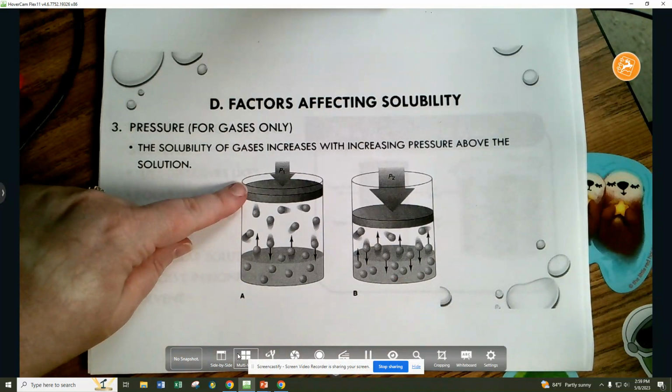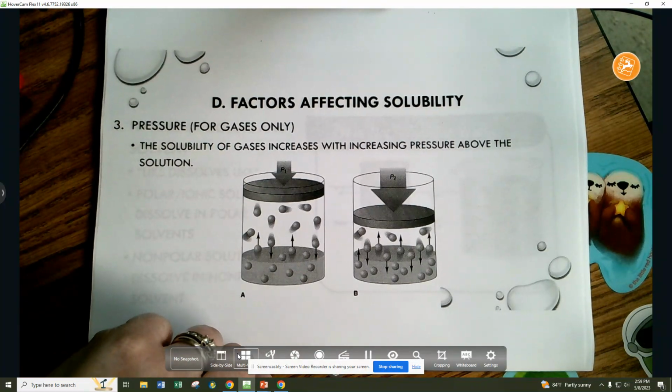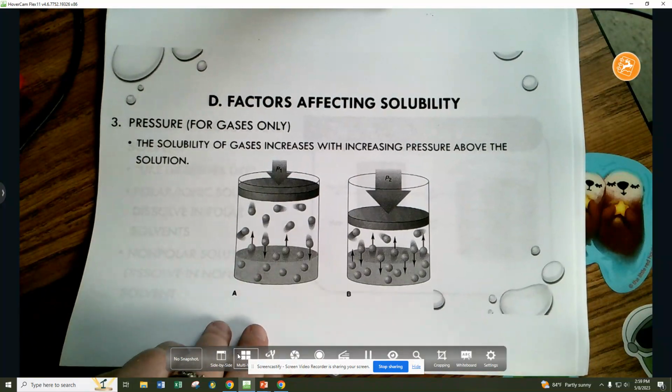Whereas if we take that pressure off, meaning it has more volume, that gas is going to more readily escape and less will be dissolved into that solution.